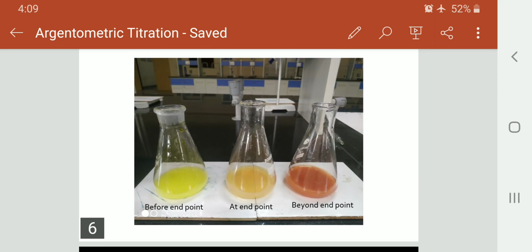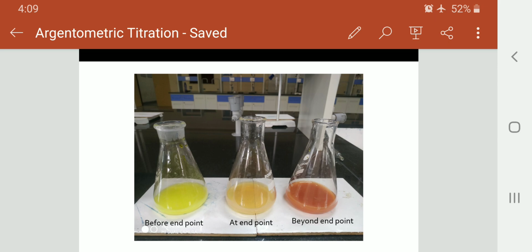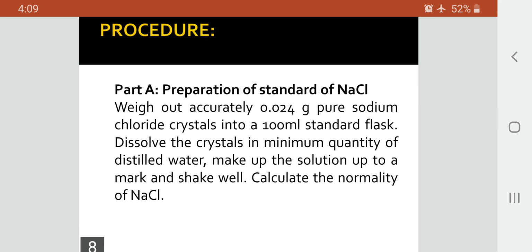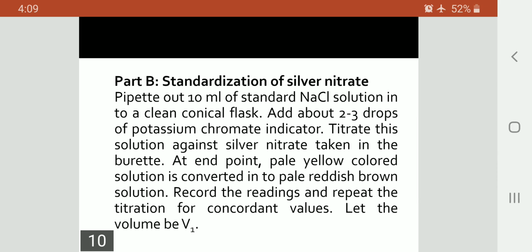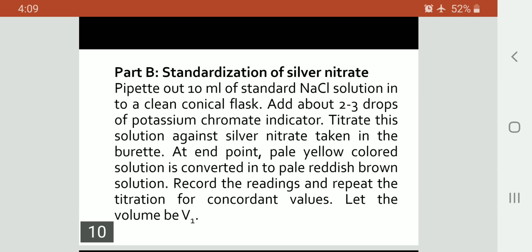The flask A, which is over there, shows this yellow coloration. This is NaCl, where we have added 2 to 3 drops of potassium chromate. Now you start proceeding with the titration. Start the addition of silver nitrate. As soon as you add silver nitrate, suddenly formation of silver chloride will take place. So we know that silver chloride is white in color.